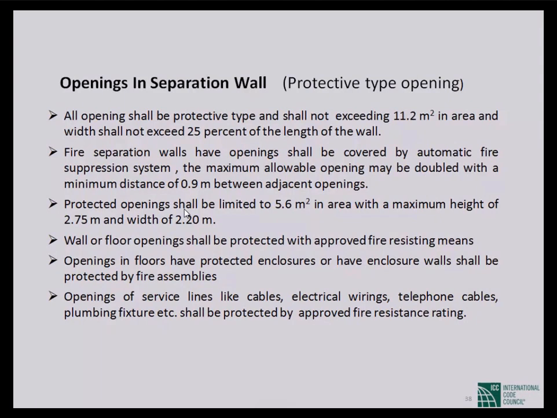So you have some idea from here. How much distance you will maintain between these two detached buildings, and how much opening is allowed. It is an idea, but you can find the detail in the IBC. Protected opening shall be limited to 5.6 meter square area with a maximum height of 2.5 meter and width of 2.2 meter. Wall or floor opening shall be protected with approved fire resistant means.